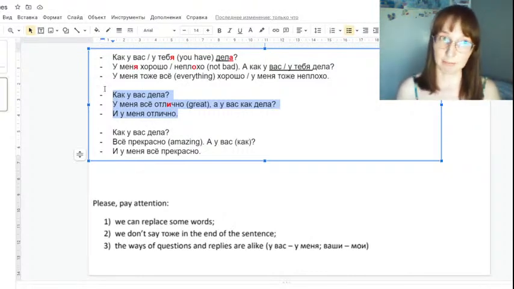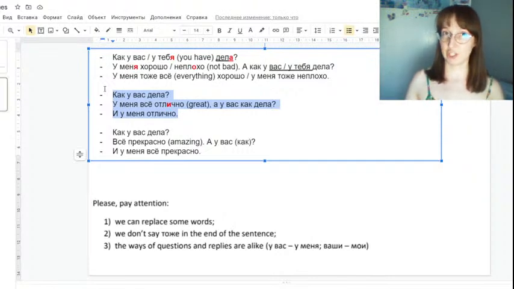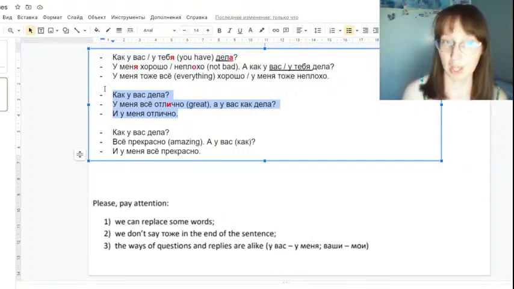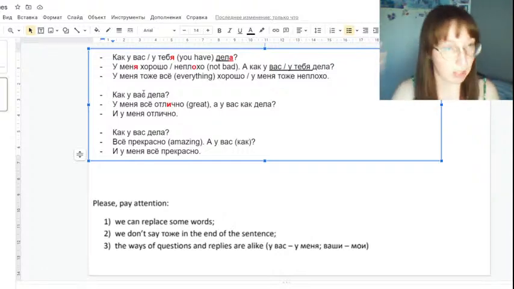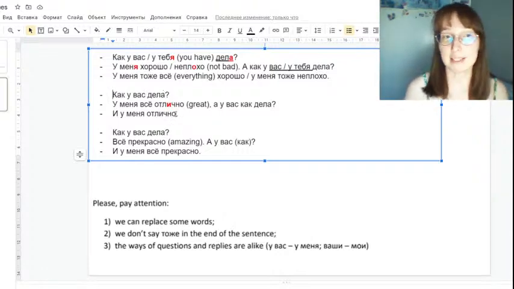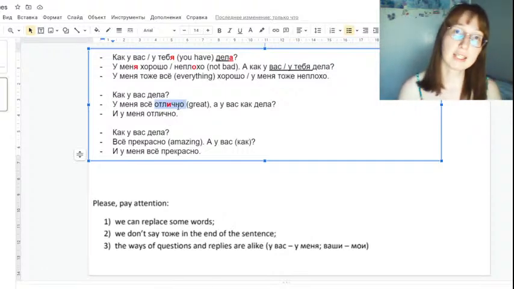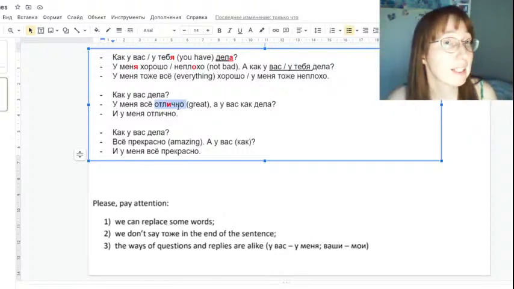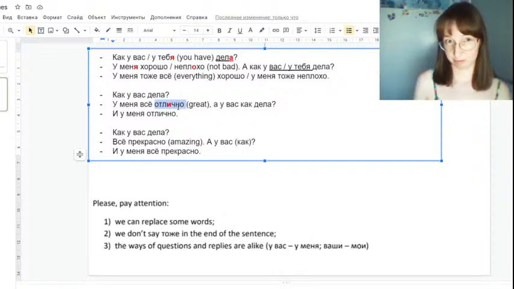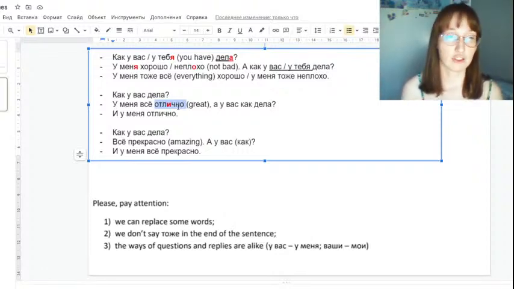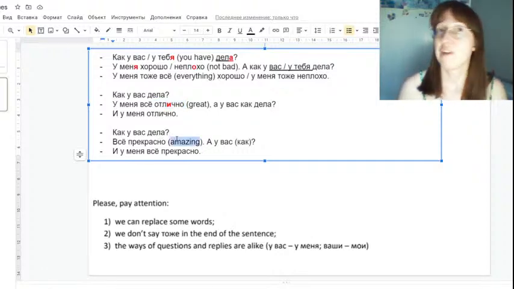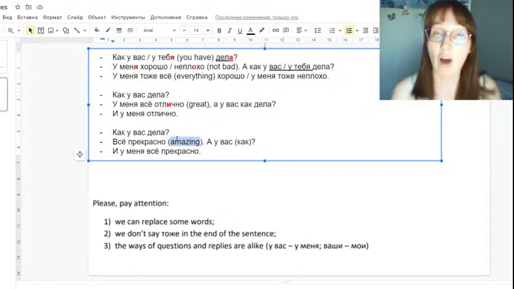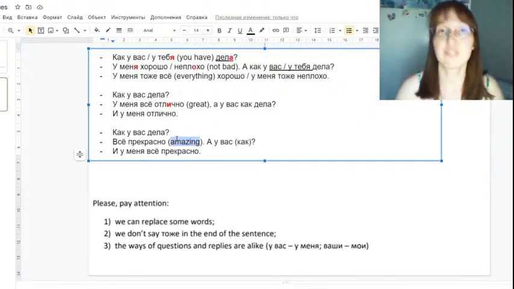Как у вас дела? У меня все отлично. А у вас как дела? И у меня отлично. Also, an informal way. Как у тебя дела? У меня все отлично. А у тебя как дела? И у меня отлично. Great. Отлично. Amazing. Как у вас дела? Все прекрасно. А у вас? И у меня все прекрасно.